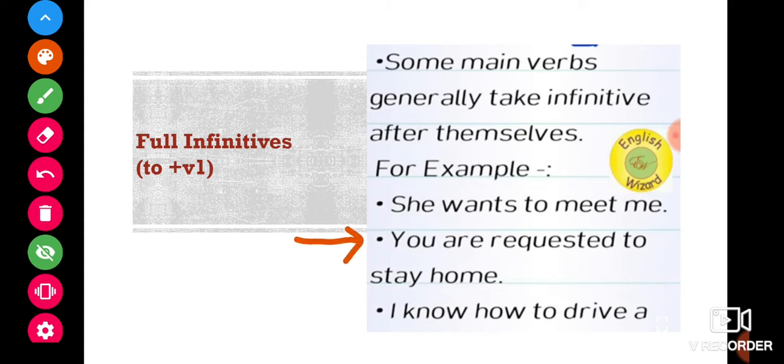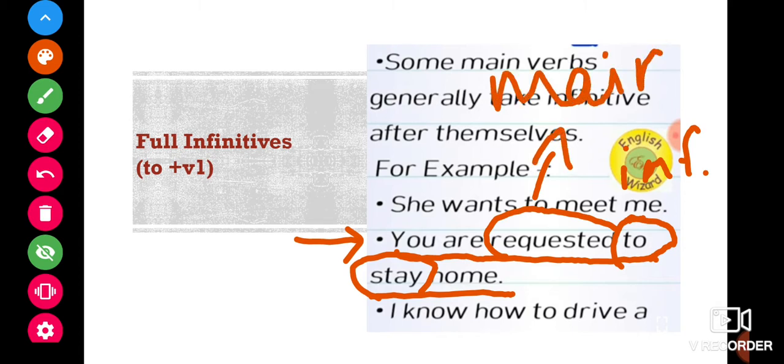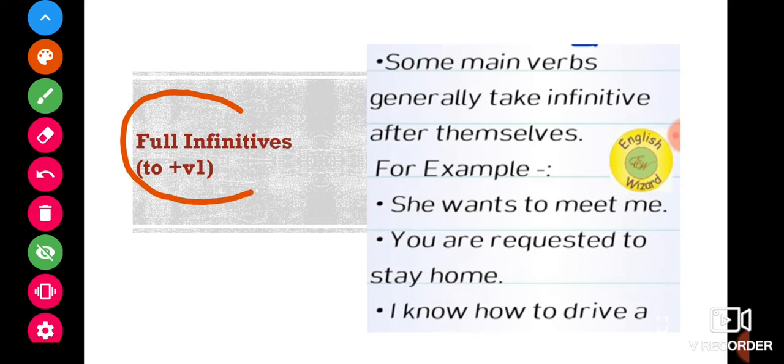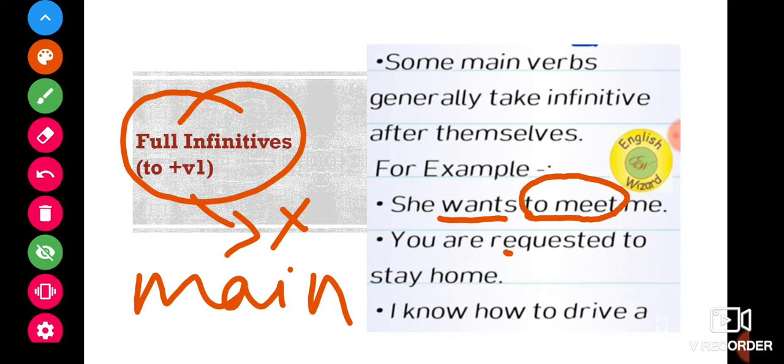Let us look at the second example. You are requested to stay home. Now to stay is an infinitive. And the main verb here is requested. So again, full infinitives or simple infinitives are not main verbs. In a sentence, there will be a main verb and an infinitive.